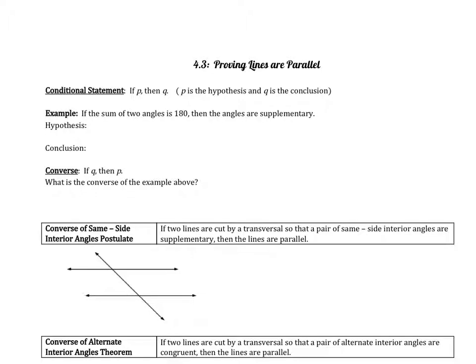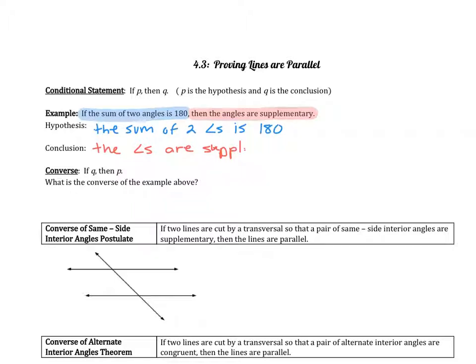An example of a conditional statement could be, if the sum of two angles is 180 degrees, then the angles are supplementary. So the hypothesis would be that the sum of two angles is 180, and the conclusion would be the angles are supplementary. Now we're going to talk about what's called the converse.